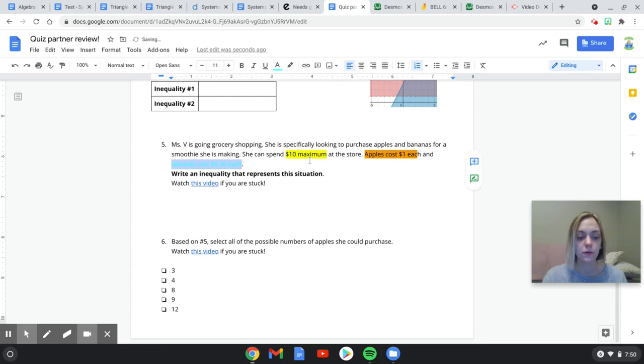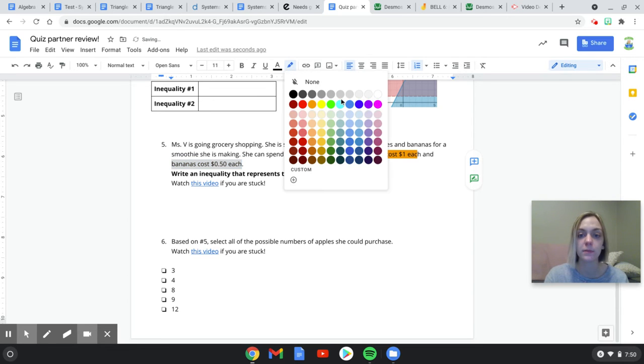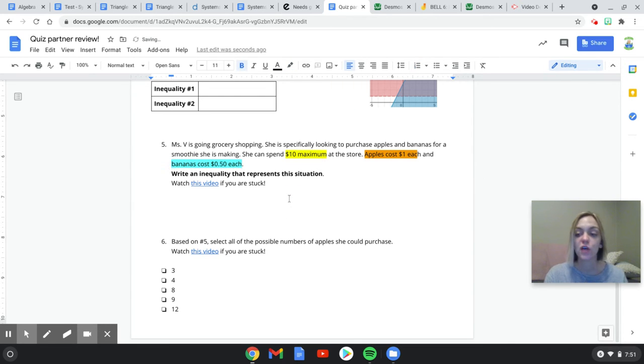So we've seen problems like this before. I am going to add how much apples cost and how much bananas cost, and I'm going to see how many I could get with my $10 maximum.